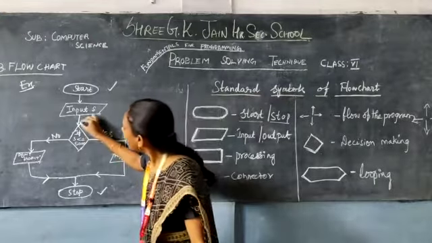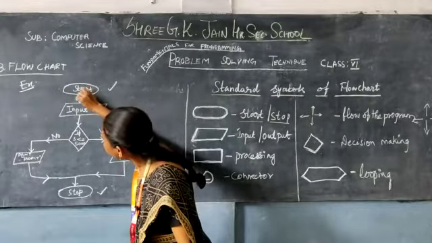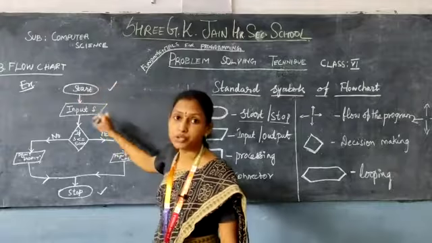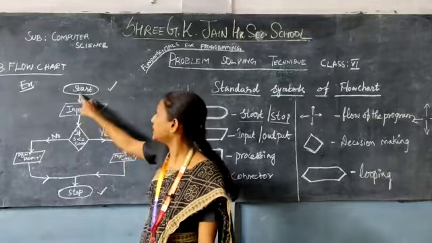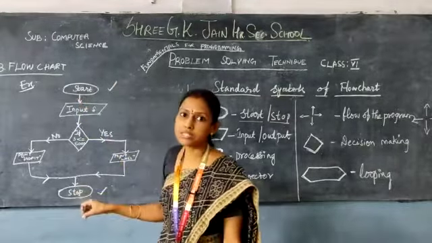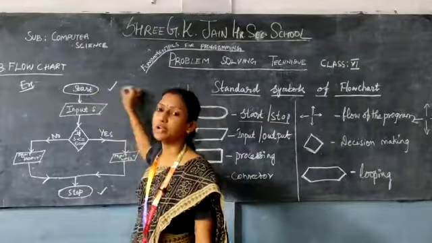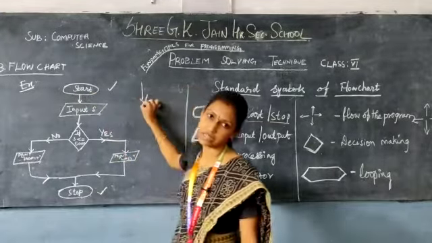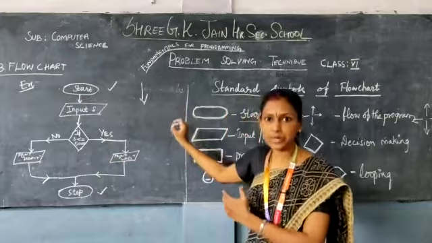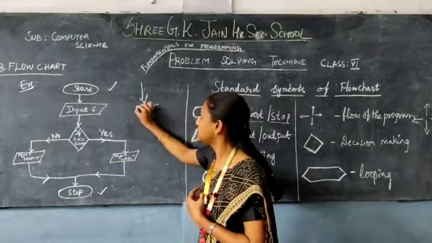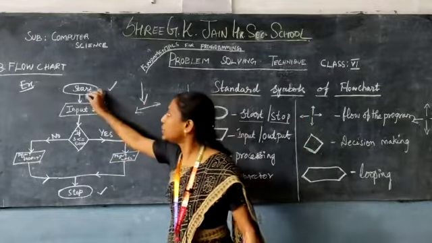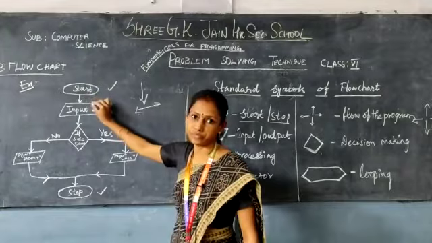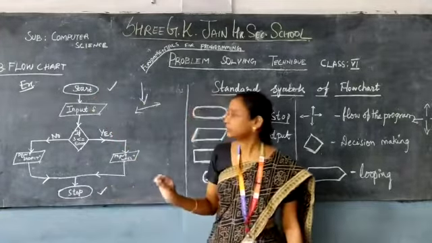Next, each and every shape should get this arrow mark, because this denotes the flow of our control. The flow of our program is denoted by this symbol. So you should not leave any shape without this symbol.